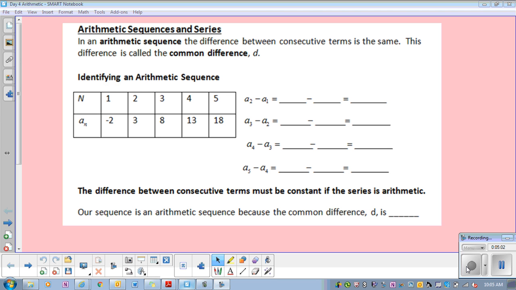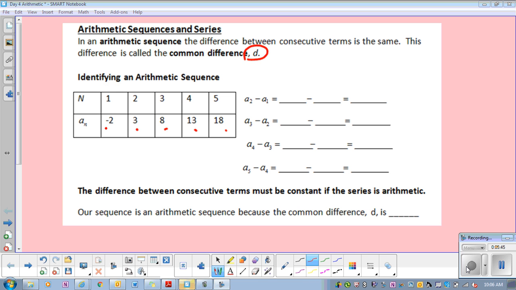In an arithmetic sequence, the difference between consecutive terms is the same. That means, guys, consecutive terms are one right after the other. It means that from -2 to 3, from 3 to 8, 8 to 13, 13 to 18, you're getting the same difference. You're either adding the same number or subtracting the same number. Does that make sense?